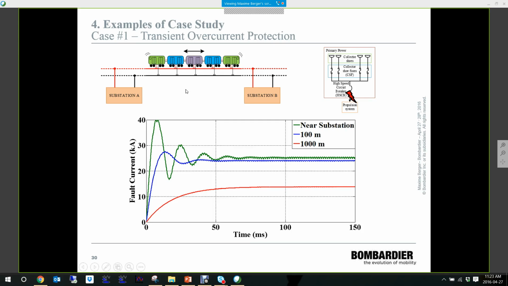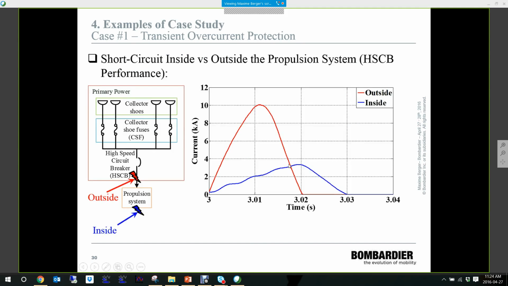And this is why we want to model in detail the substation, the train and the track, so we are able to simulate these different cases. So we can do different studies with this model. For example, we can compare a fault that is outside the propulsion system against a fault that is inside the propulsion system.